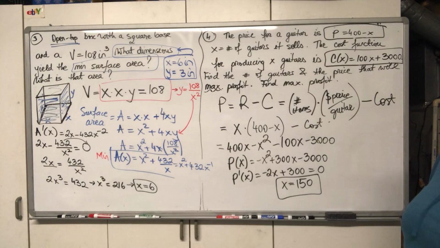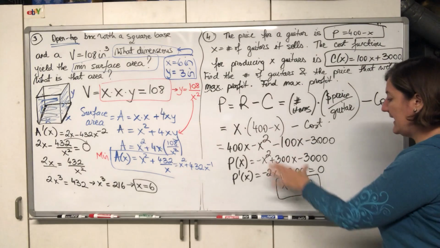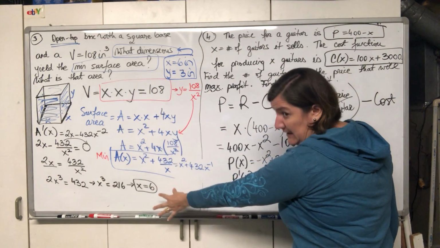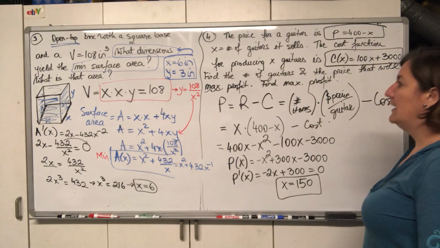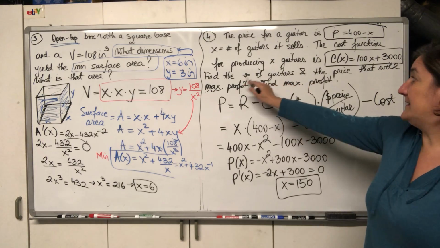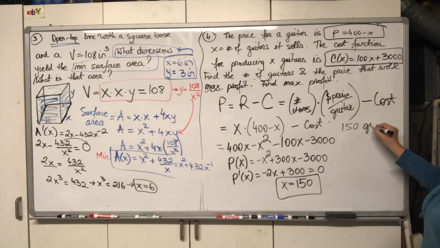We're done talking about the second derivative. We don't need to check up on that every time. If it says maximize it, the answer will maximize it. If it says minimize it, the answer will indeed minimize your problem. So, what do I have to do? It says, find the number of guitars. Well, we found it. 150 guitars should be sold.